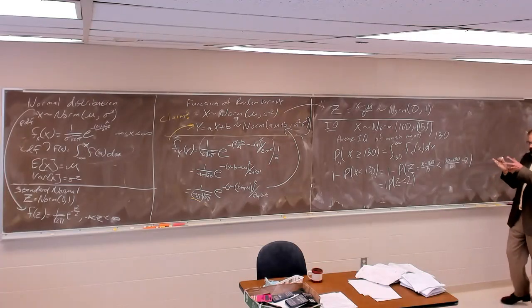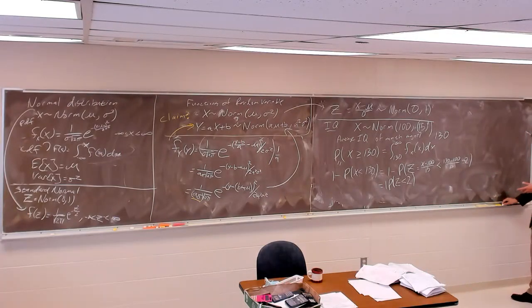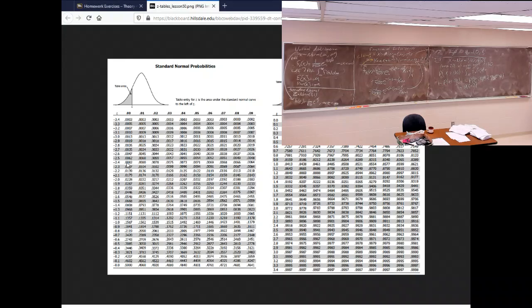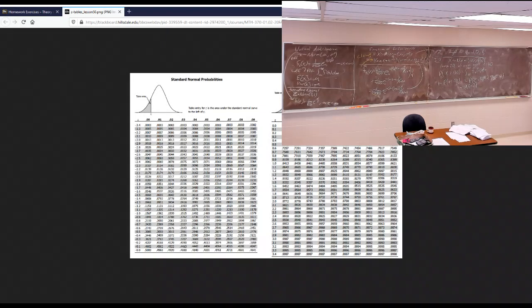So what this is allowing me to do is to go back to what is called the standard normal random variable. It allows me to go back to this table and figure out what is the area to the left of 2 on this standard normal random variable table.